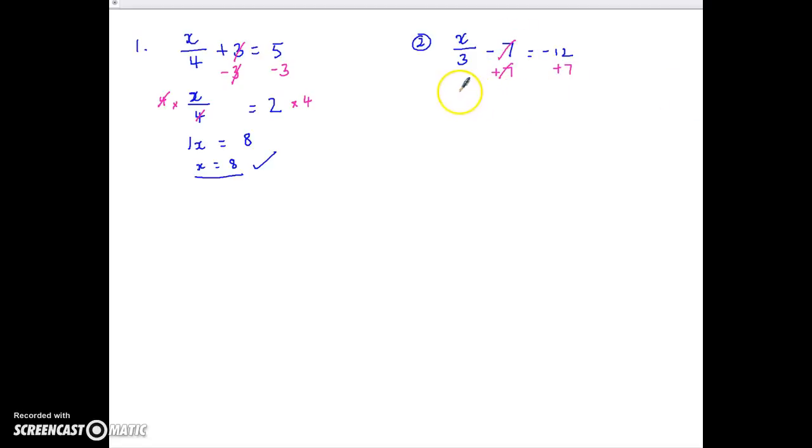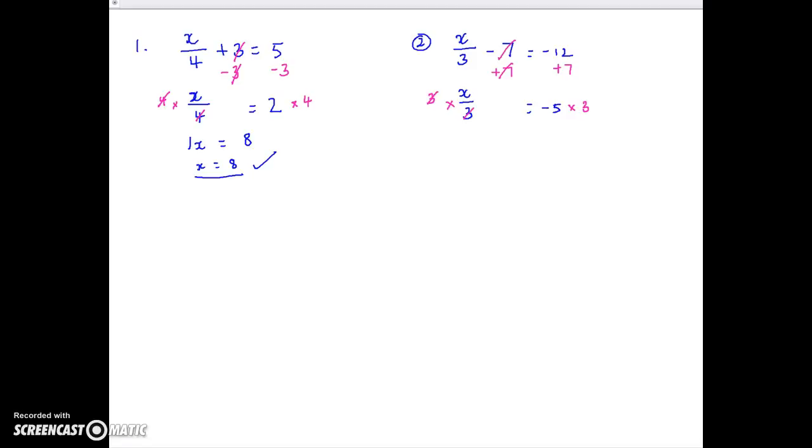Then on this left-hand side, I've still got x over 3 equals minus 12 plus 7. Think about your number line. Minus 12, you're adding 7 on. You're at minus 5. Now I have x. It's divided by 3. I want to get rid of this divided by 3. So I do the opposite. Opposite of divide is times, and I need to do it to both sides.